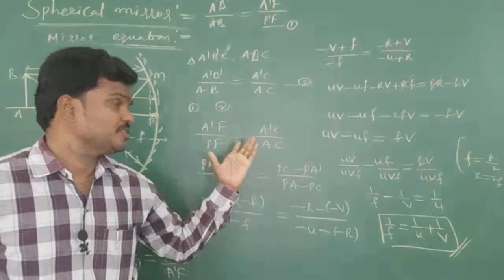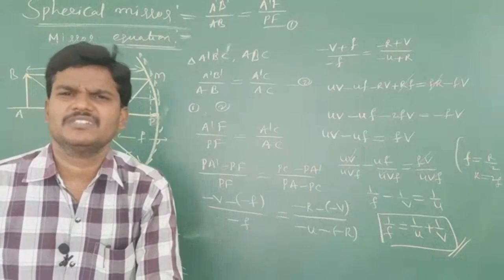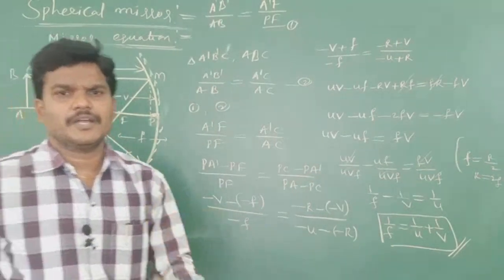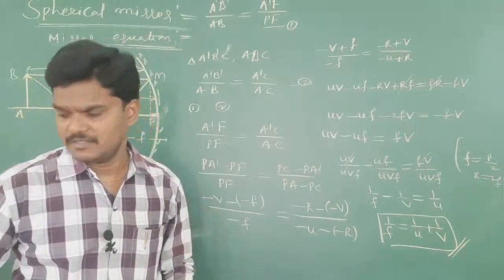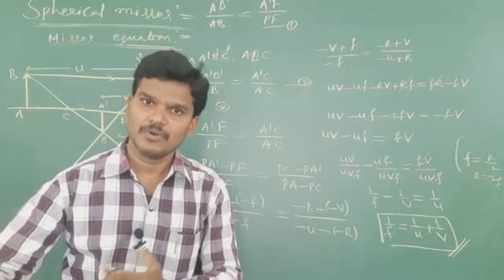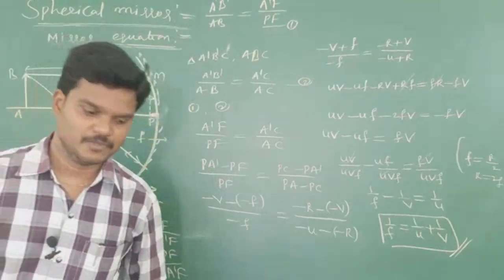But if we come to the spherical mirror, magnification is different. The formulas are the same: magnification is the ratio of height of image to height of object, or otherwise distance of image to distance of object. Those type of things I will continue in the next session. Okay, thank you.